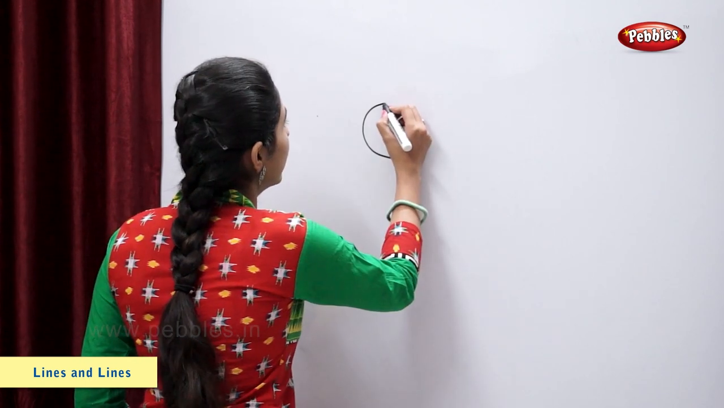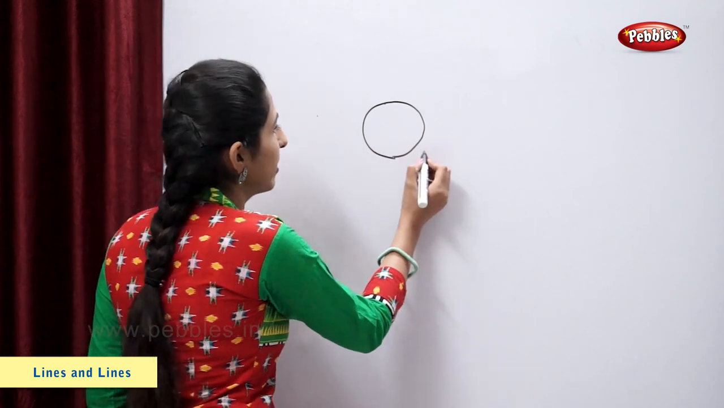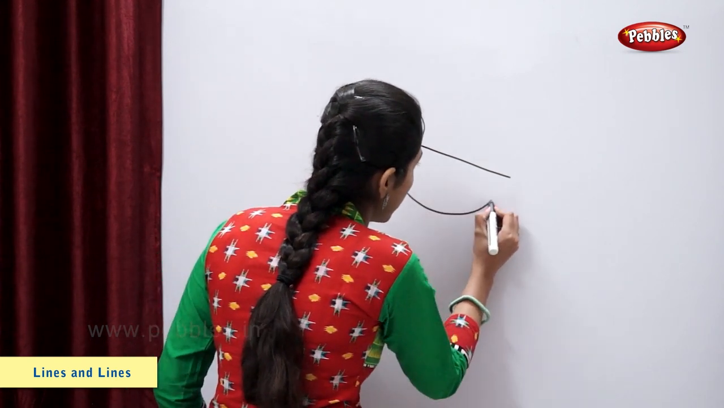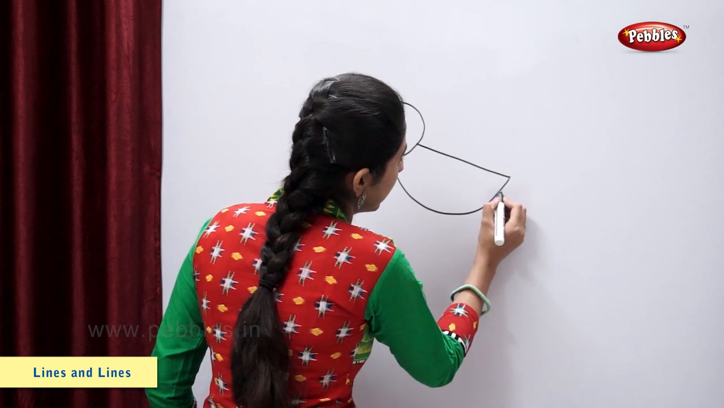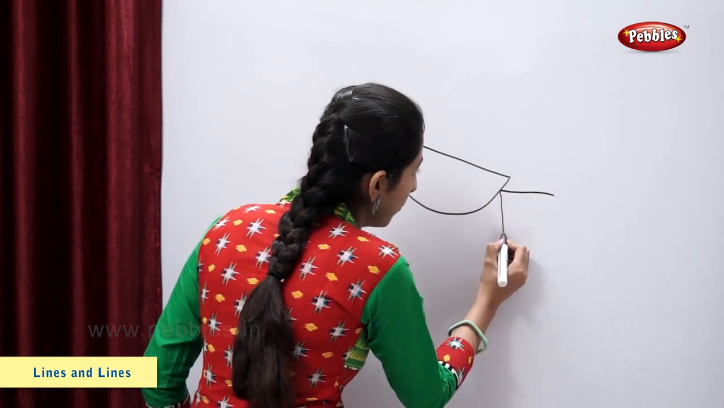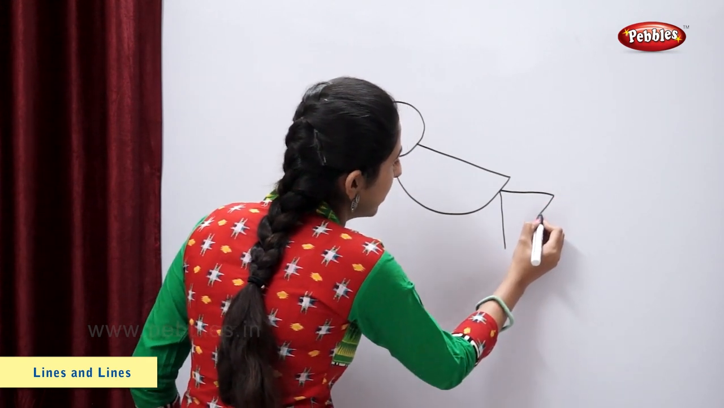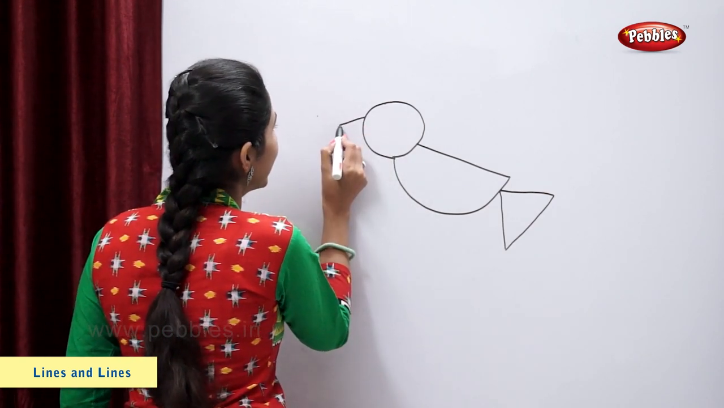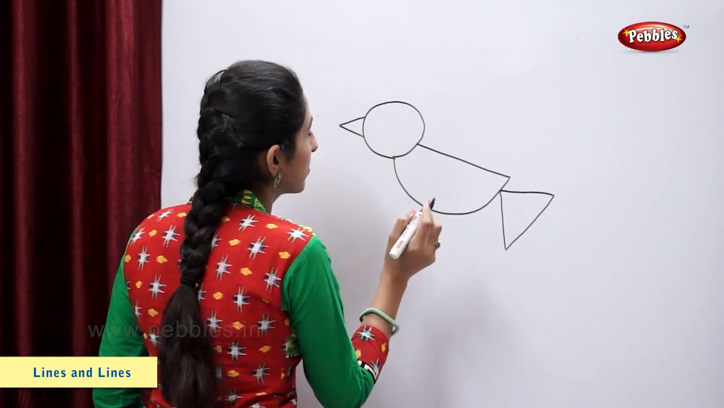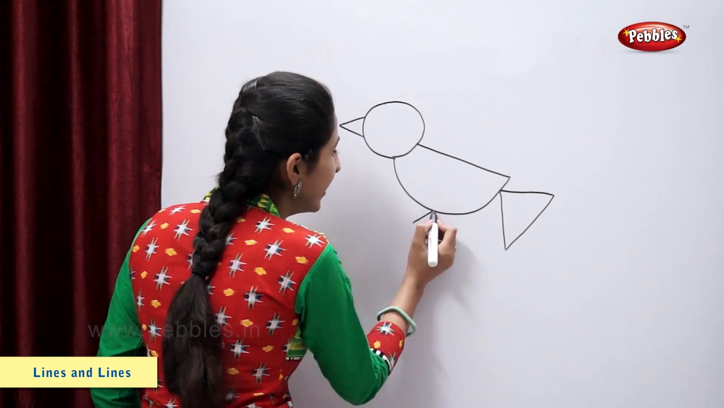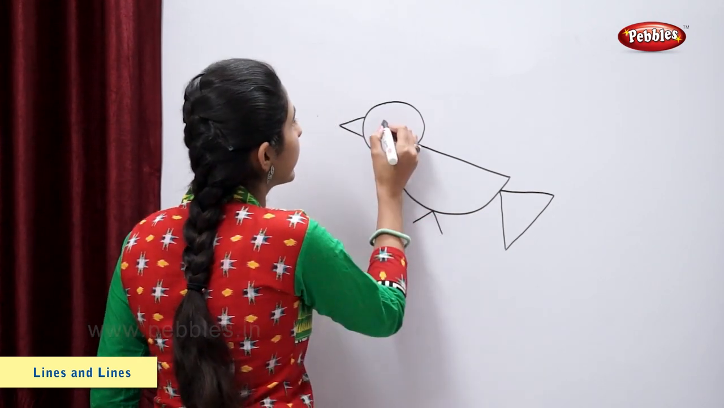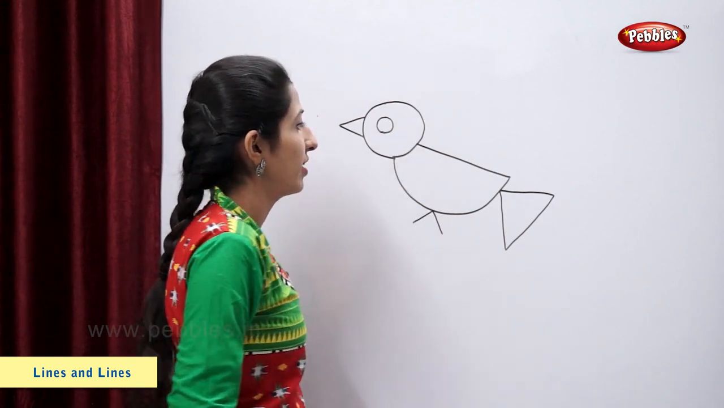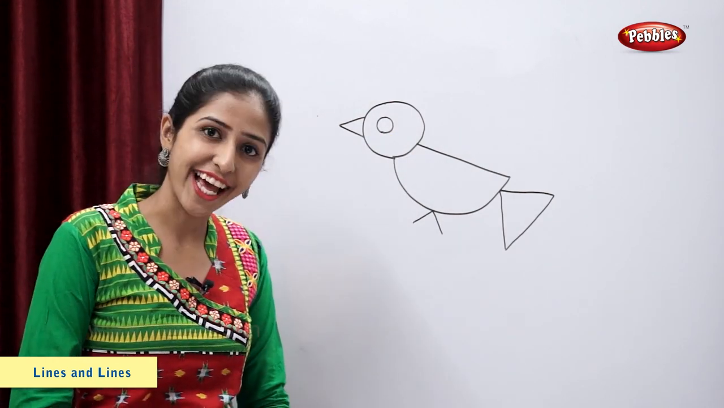A curve, another curve, slanting line, a big curve, slanting line, one more slanting line, another slanting line, a small slanting line, slanting line again, a slanting line, a small curve, another small curve. So this is a bird using lines and curves.